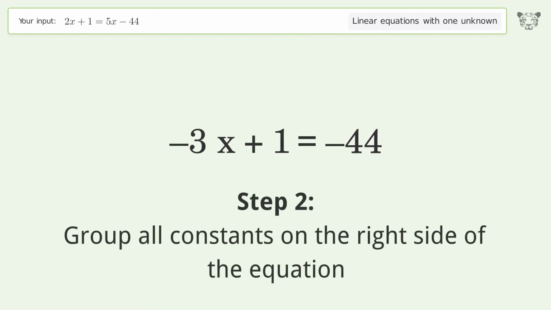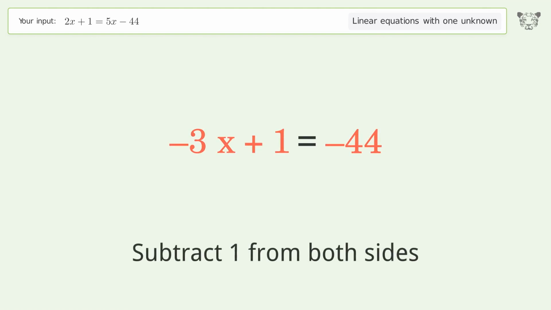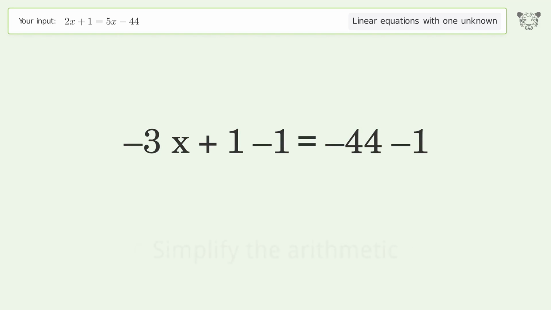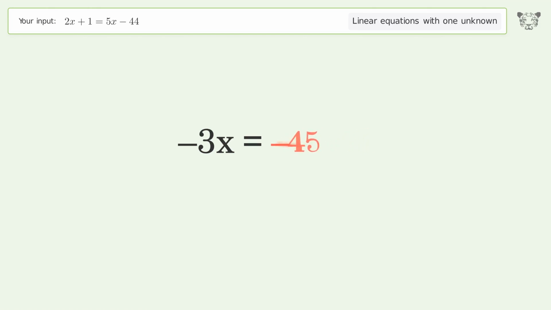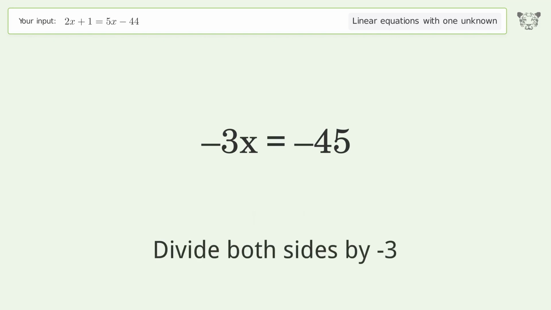Group all constants on the right side of the equation. Subtract 1 from both sides. Simplify the arithmetic. Isolate the x. Divide both sides by -3.